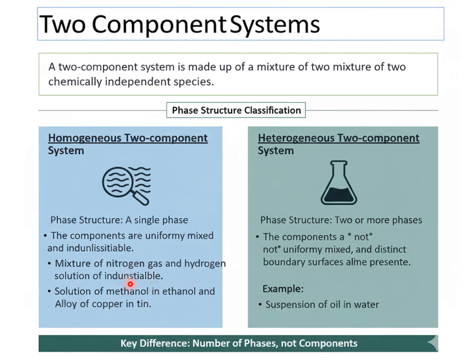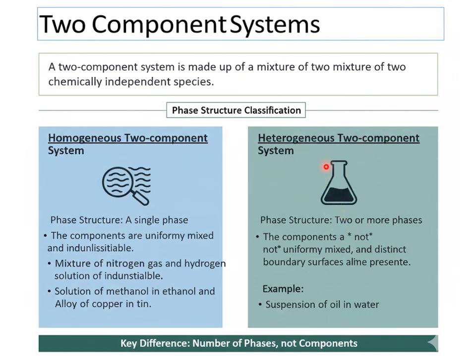For example, we have a mixture of nitrogen gas and hydrogen, a solution of methanol in ethanol, and an alloy of copper in tin. These are homogeneous. An alloy of copper in tin is hard to distinguish because the metals are mostly near identical. Methanol and ethanol are both alcohols, with one and two carbons, so they are miscible and produce a single phase.